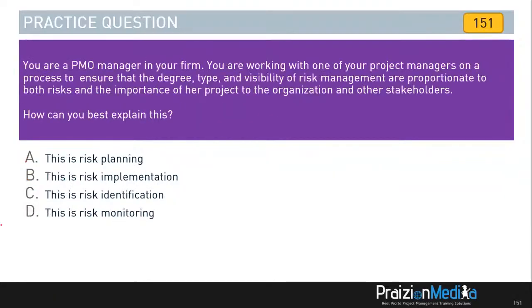You are a PMO manager in your firm. You're working with one of your project managers on a process to ensure that the degree, type, and visibility of risk management are proportionate to both risks and the importance of her project to the organization and other stakeholders. How can you best explain this? Is it A, this is risk planning, B, this is risk implementation, C, this is risk identification, D, this is risk monitoring? What do you think?